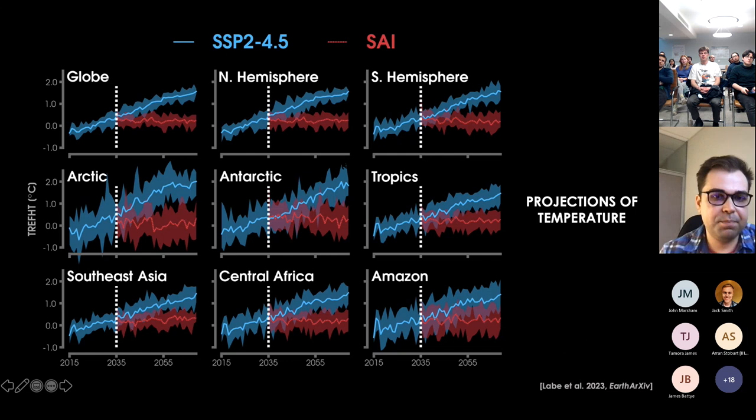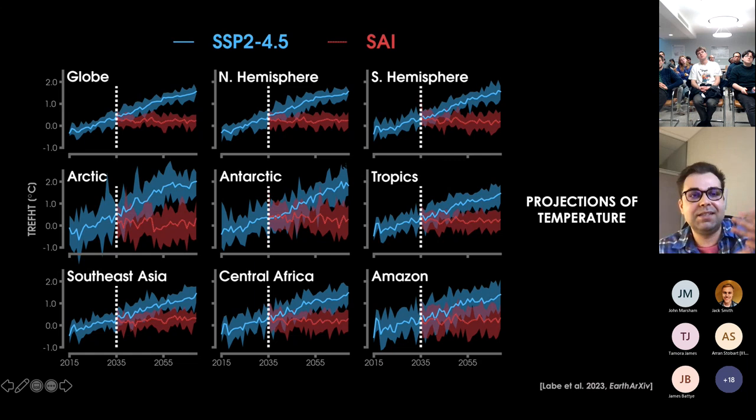That's where you see the blue shaded overlap with the red shaded overlap, which is really common in essentially all regions, especially for the first decade. And that's showing the effect of internal climate variability. So could we use a statistical method to still distinguish the two simulations, even though climate variability is having such a big effect?